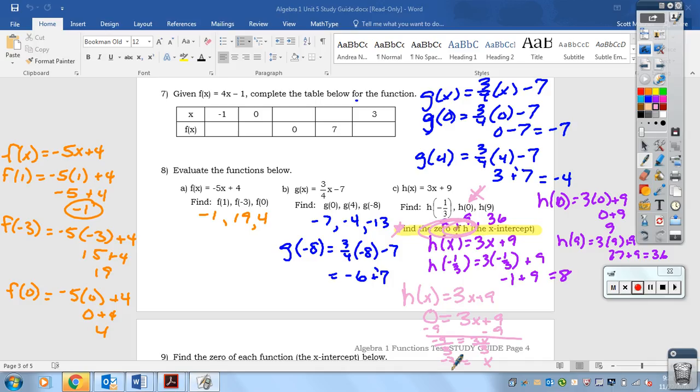X equals negative 3. So the 0 is negative 3 because negative 3 is the number that when I plug negative 3 into x, it would give me a result of 0. So this is called a 0. Negative 3 is called a 0 because that would give us 0 in the end.